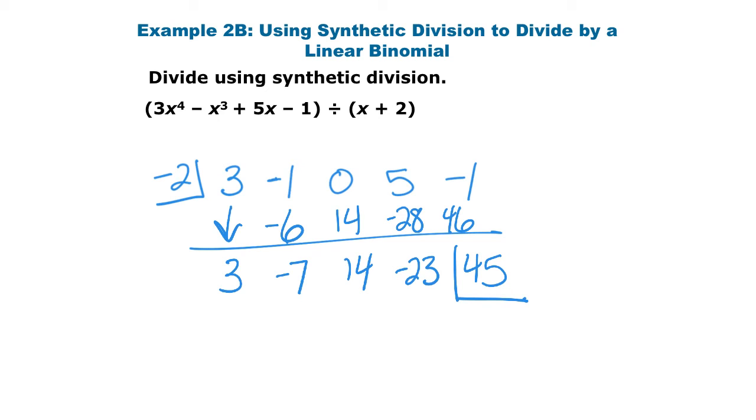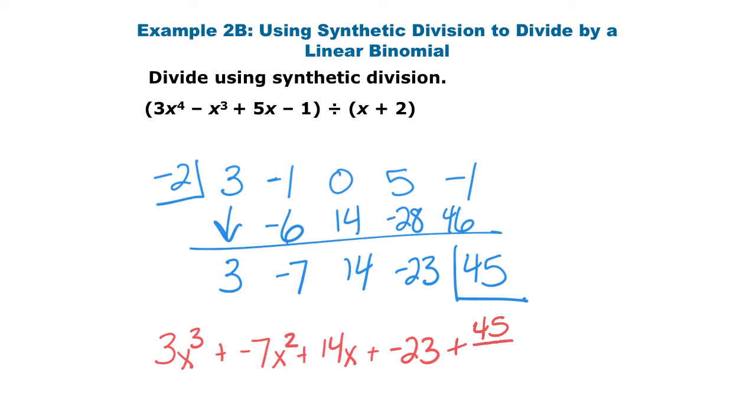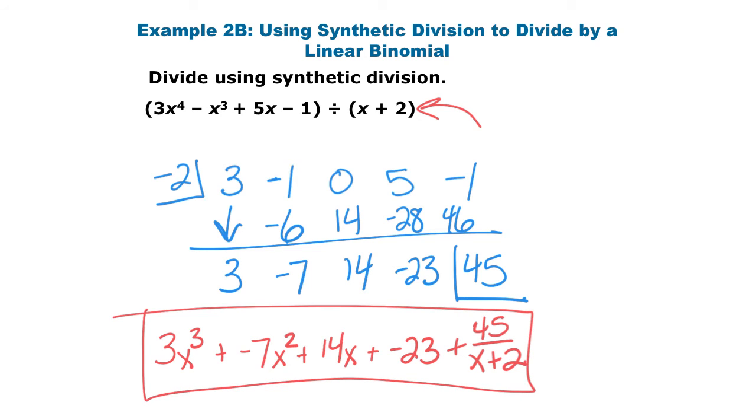So this is my remainder. So to write my answer, I'll have negative 23 plus 14x plus negative 7x squared. I need to make the exponent 1 bigger, plus 3x to the third. So again, notice that those exponents just keep getting bigger as you add more of those numbers on. And then the remainder at the end, just like before, we'll add that on as a fraction. So it'll be 45 over that original divisor of x plus 2. So there's your full answer.